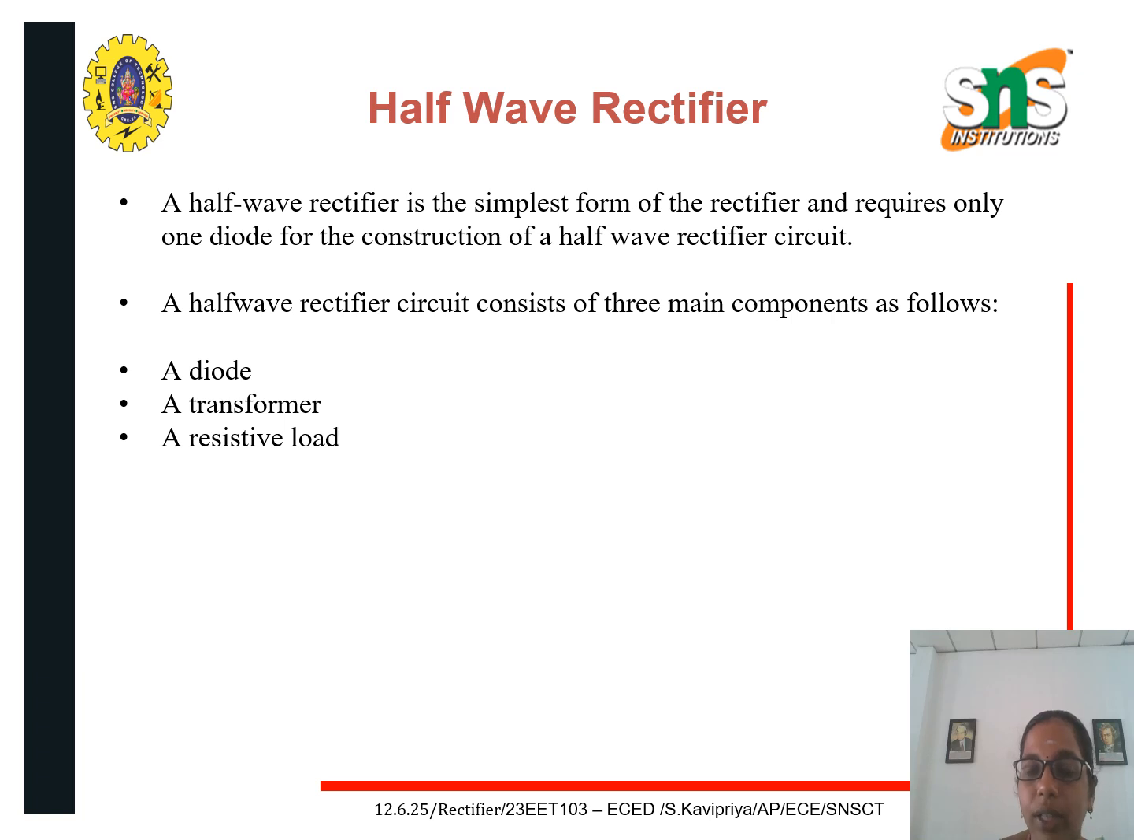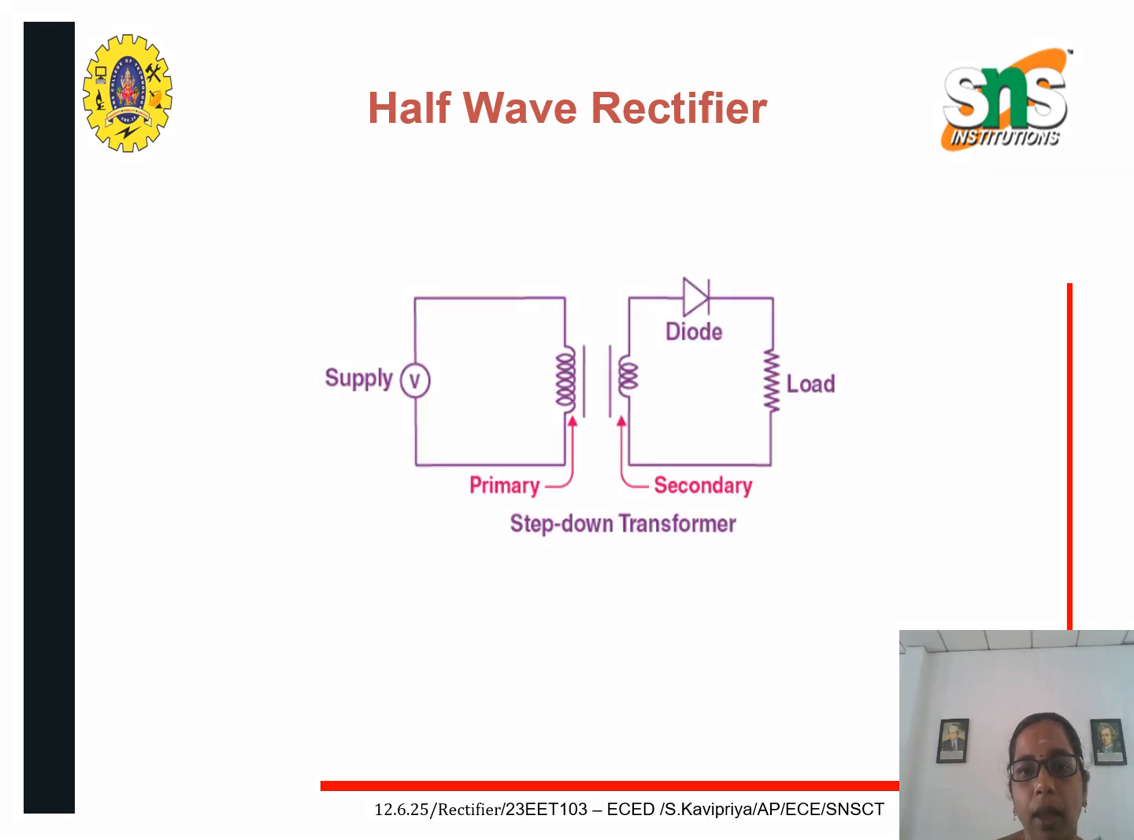We can start with the half-wave rectifier. The half-wave rectifier is a very simple form of rectifier and it is employed in simple circuits. The half-wave rectifier has three important components: a diode, a transformer, and a resistive load. This is the circuit diagram for the half-wave rectifier, which has a diode and a transformer, and the load is connected at the secondary part.